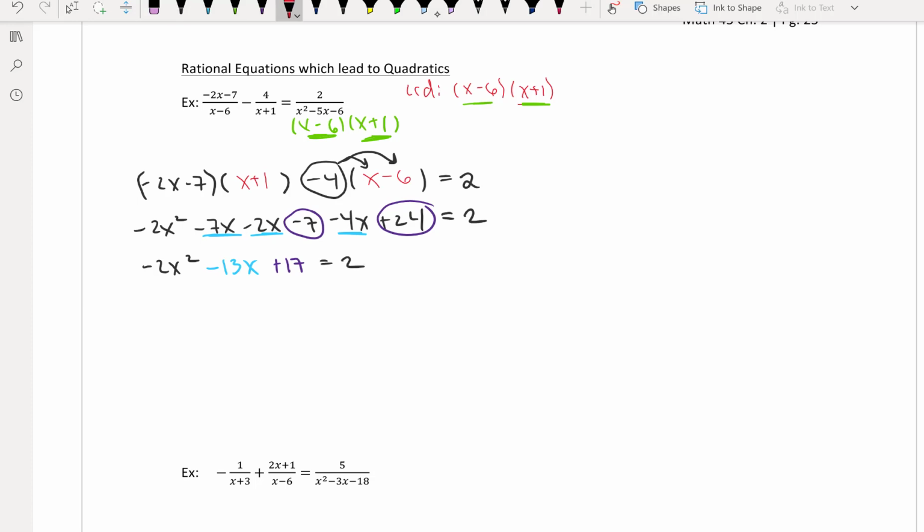So now I'm going to subtract 2 from both sides. So now I have negative 2x squared minus 13x and a positive 15 is equal to 0.